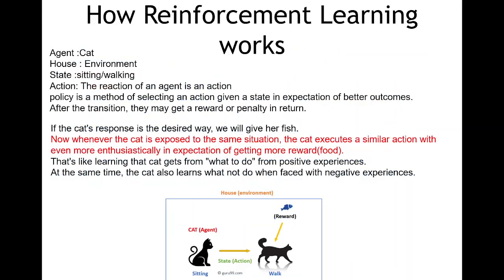So let's see another example where we would apply a cat example to understand the process of reinforcement learning. In this case, we have an agent, which is a cat. We have a house, which is our environment. Then the cat has two particular states. Either it is in the sitting state or in the walking state. The action that the cat can take is to go to either the sitting or the walking state. So based on this action, the environment rewards the cat, and then the cat learns what action it should take. So whenever the cat is exposed to the same situation, the cat executes a similar action with even more reward.